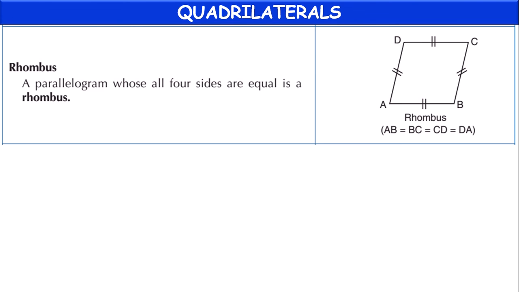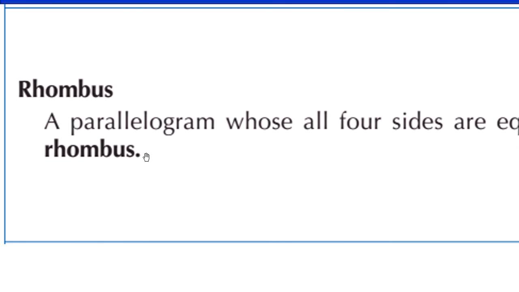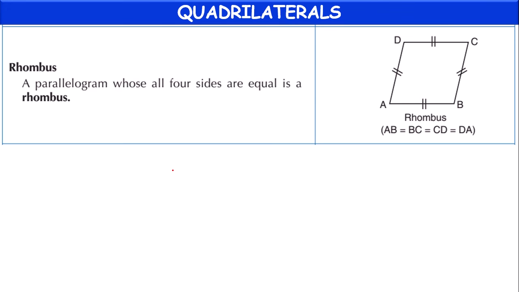So next, rhombus. Rhombus is also a parallelogram. A parallelogram means both pairs of opposite sides are parallel. A rhombus is a parallelogram whose all four sides are equal. Opposite sides are parallel, that is one condition. Along with that condition, if all sides are equal, then it will be called a rhombus. So a parallelogram in which all four sides are equal is called a rhombus. So AB equal to BC equal to CD equal to DA.